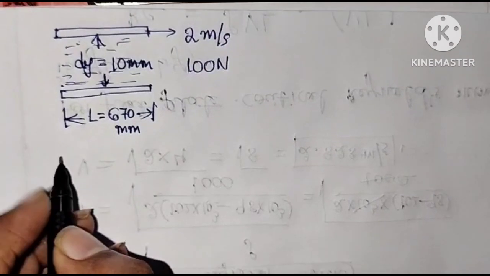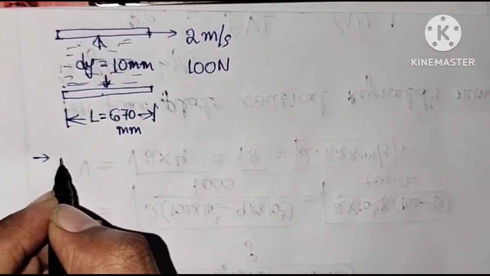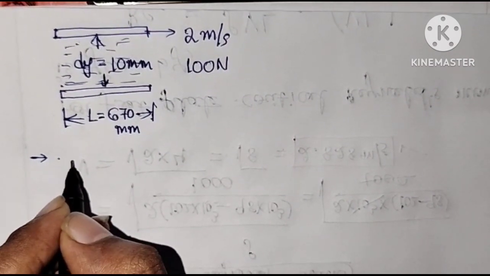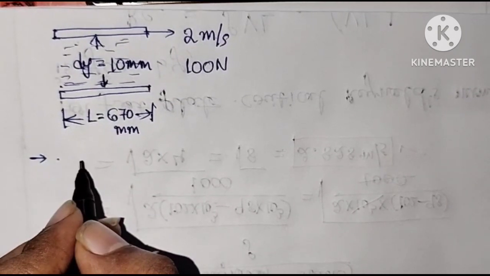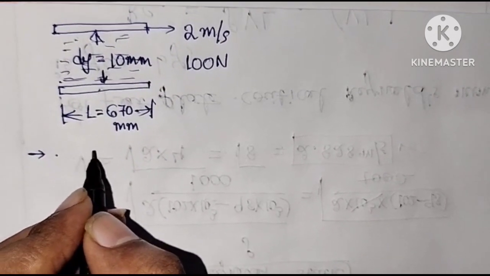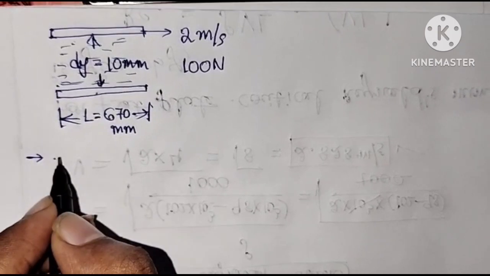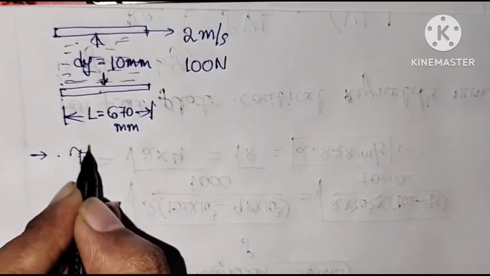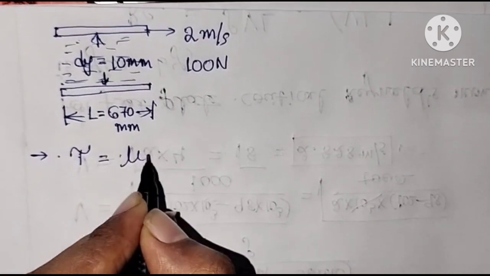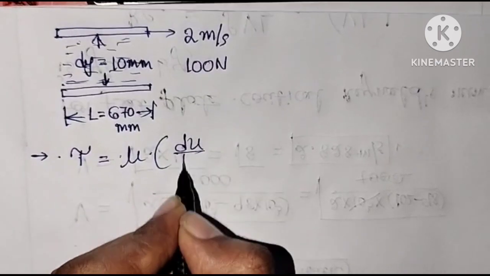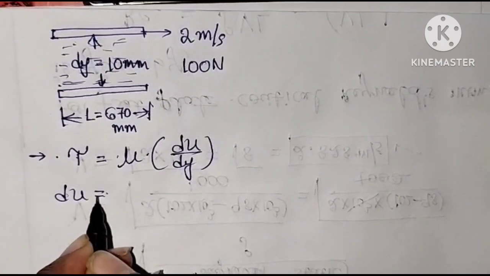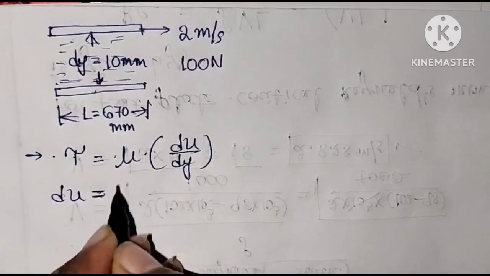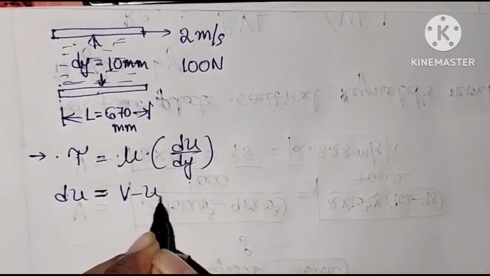So first of all we need dynamic viscosity. From dynamic viscosity we can calculate kinematic viscosity. So how do we get dynamic viscosity? According to Newton's law of viscosity, shear stress tau is equal to mu into du by dy. Here du is equal to final velocity minus initial velocity.